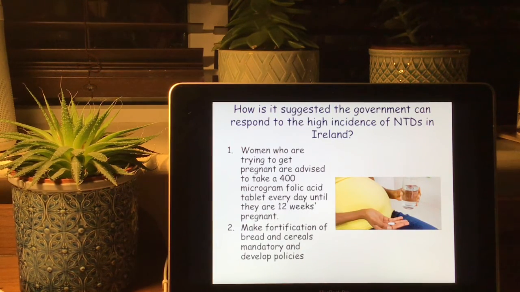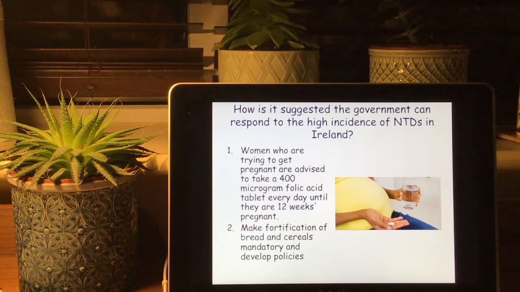And in the article, how is it suggested that the government can respond to the high incidence of NTDs in Ireland? So women who are trying to get pregnant are advised to take a 400 microgram folic acid tablet every day until they're 12 weeks pregnant. And it's also been suggested that, as well as taking a tablet, breads and cereals, which lose folic acid through the processing of the bread and the cereals, will be fortified with folic acid or folate.